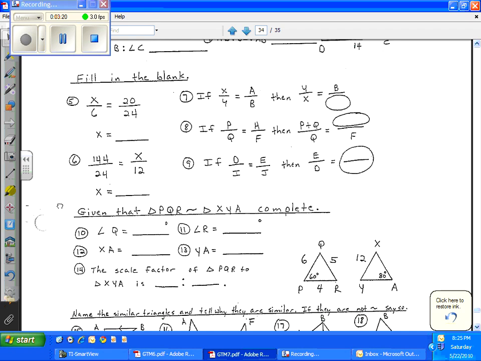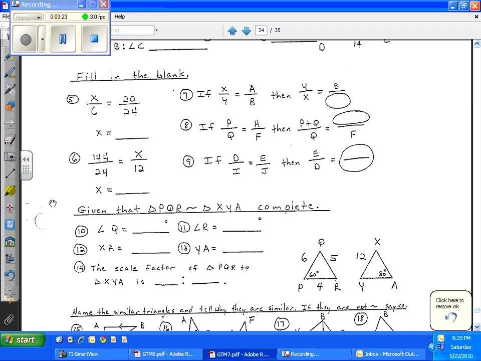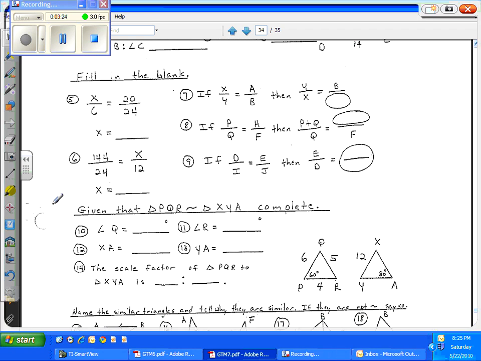All right, the next section is dealing with proportionality. To solve a proportion, we can cross multiply. You could make equivalent fractions also. If you cross multiply, you're going to have 24 times x is 24x is equal to 6 times 20 is 120. You would then divide both sides by 24, and you get x equal 5.